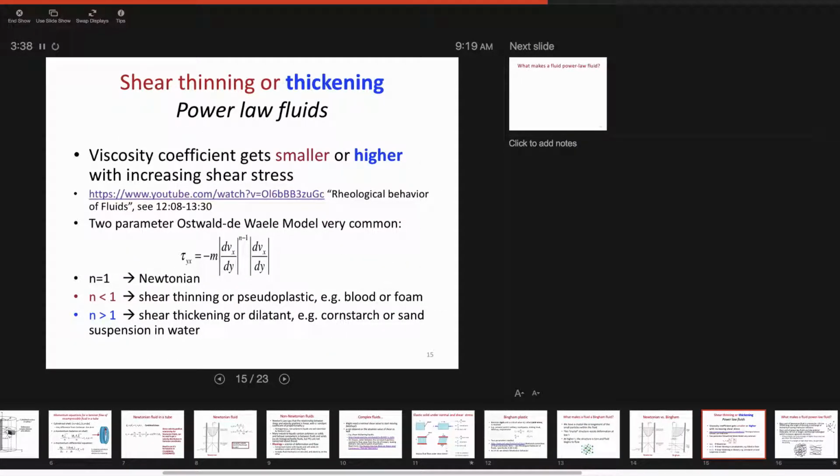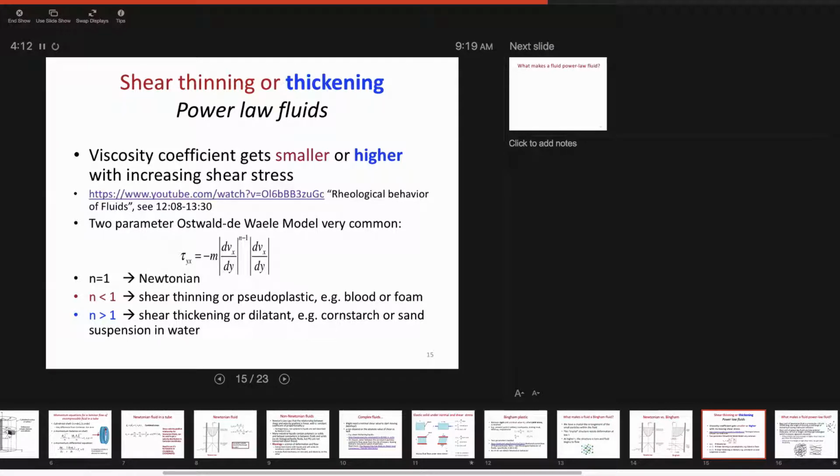Now, we could also have so-called shear thinning or shear thickening fluids. Basically, my viscosity coefficient appears to change with the amount of shearing that I apply to this fluid. Okay? So essentially, it could get either smaller or higher. It could get either easier or harder for these fluids to move. In that case, I have a very common so-called two-parameter power law model, okay?